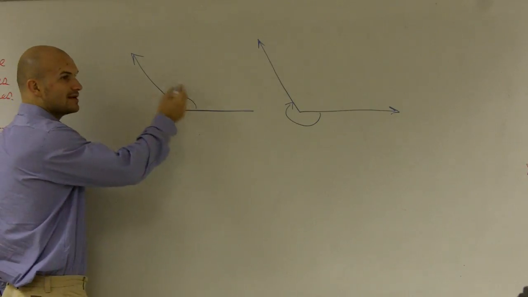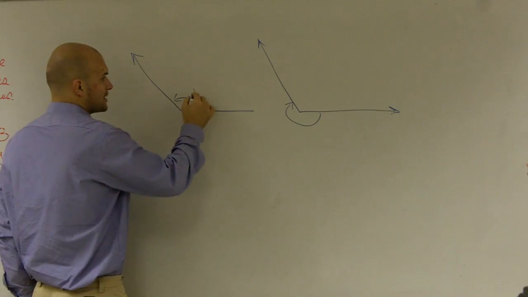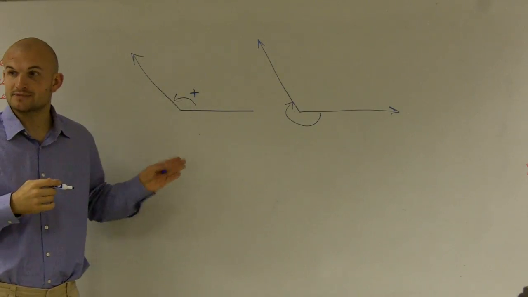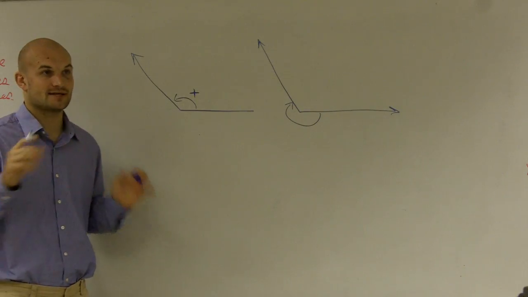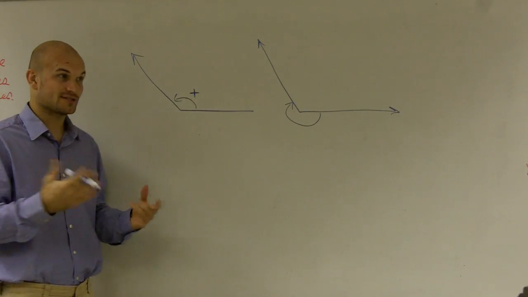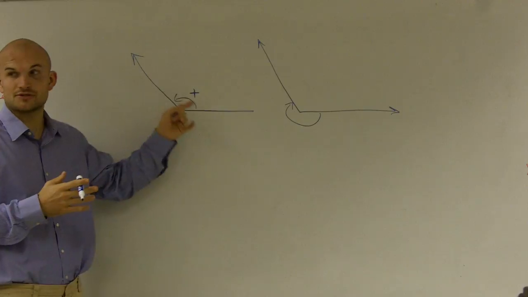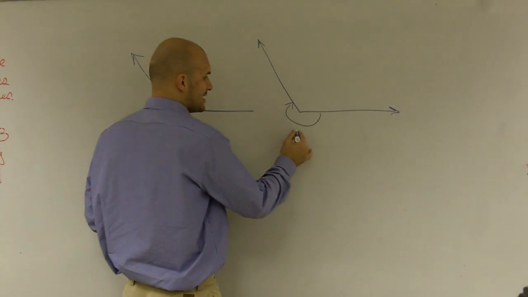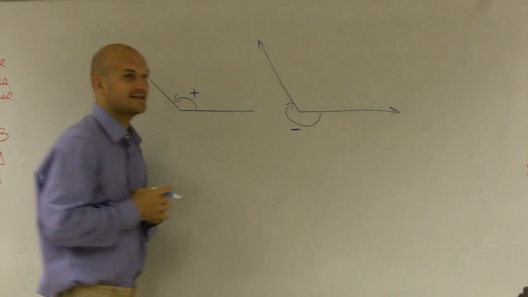First of all, whenever we're going counterclockwise, that is what we're going to call the positive direction. Counterclockwise, positive direction. So you might want to write that down to remember it, because you're probably going to forget it. On your test, make sure that counterclockwise is positive. Whenever we're going clockwise, that is called the negative direction.